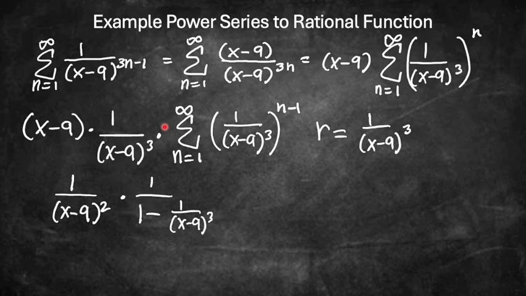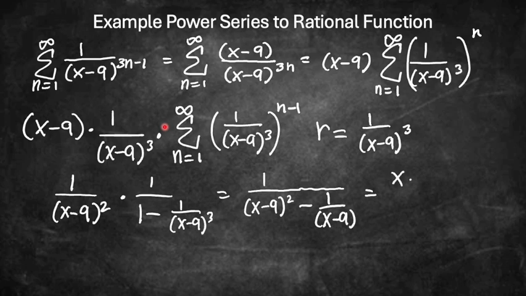I'm going to multiply the numerators together and multiply the denominators together. And what we get is 1 over x minus 9 squared minus 1 over x minus 9. And then if we multiply all the terms in that complex fraction by x minus 9, we get the final sum as x minus 9 over x minus 9 to the third minus 1.